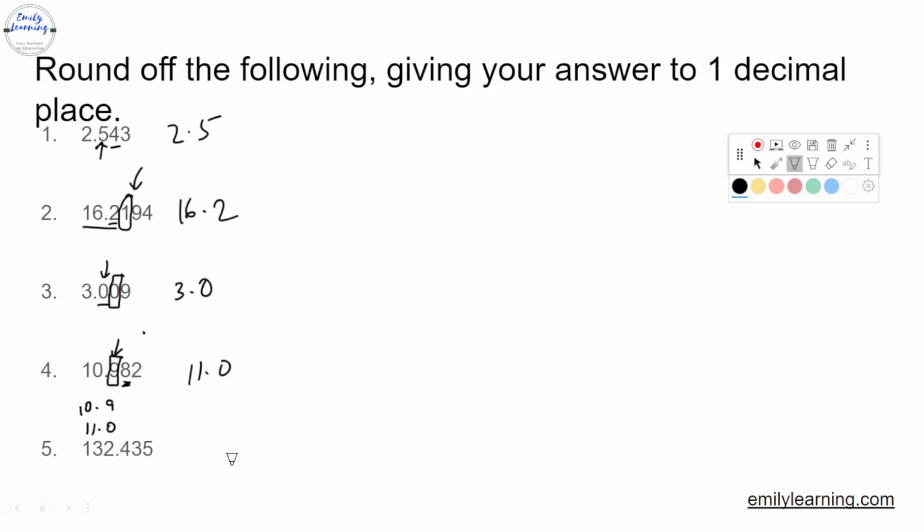Next, question 5, I'm asked to round this off, giving your answer to one decimal place. So this is one decimal place, so I'll check the second decimal place. The second decimal place is 3, which is lesser than 5, so I'll round it off to 132.4.